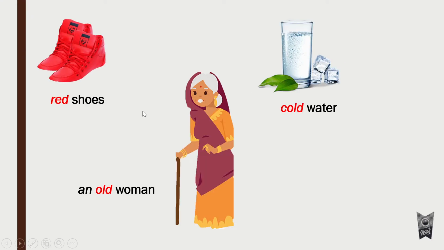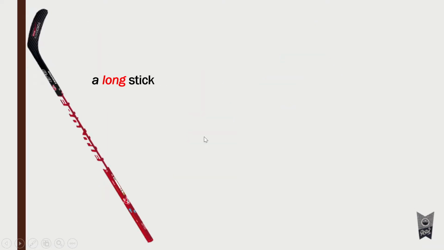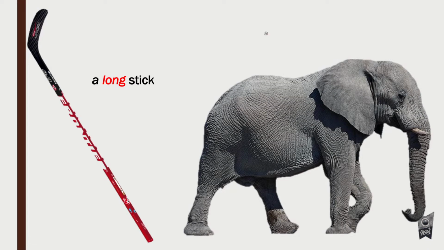We'll just go back once more. Red, cold, old are describing the naming words over here. It is giving you more information about these shoes. How are the shoes? These are red. How is the water? It is cold. How is the woman? She is old. How is the stick? It is long. How is the elephant? It is big. So all these words are giving more information about the naming words. So we call them describing words or adjectives. Did you understand? Very good.